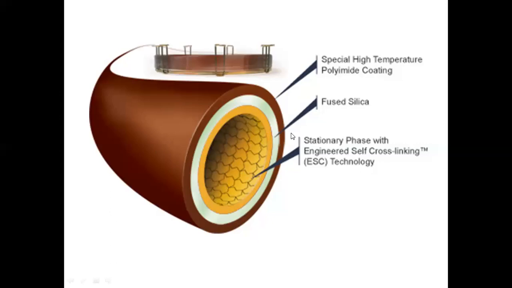There will be three layers in the capillary column. One will be the external polyimide coating. The other one will be fused silica, and the third one will be the stationary phase. Here exactly the solute molecules are going to interact. And this may be a thin film of solid, or this may be a thin film of liquid, whatever is possible.